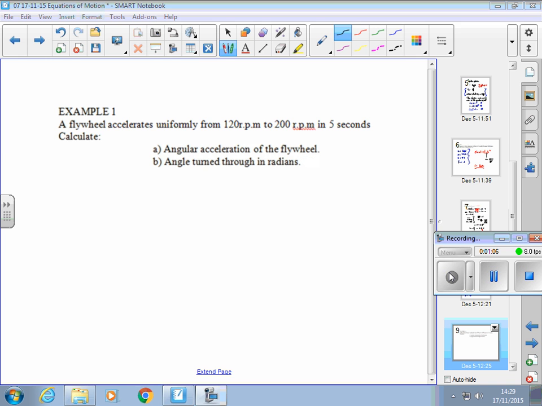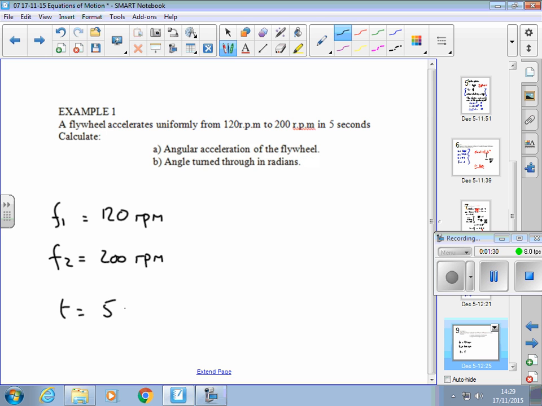We know that F1, the initial frequency, is 120 RPM, revolutions per minute. And we know that F2 is 200 RPM. We also know that the time is 5 seconds. So our unit of time is seconds. So we've already got an inconsistency. The frequency is in revolutions per minute.